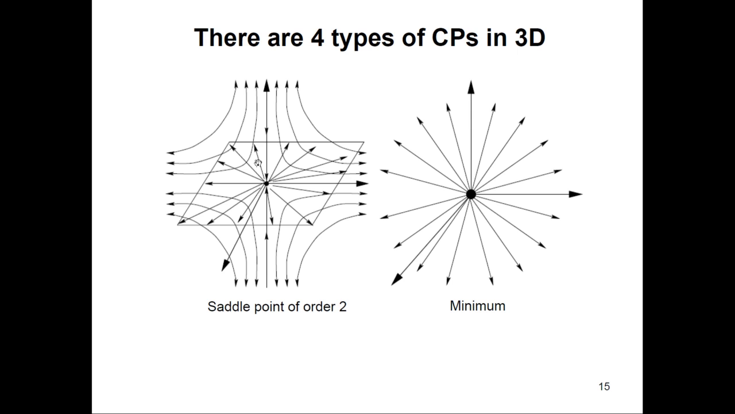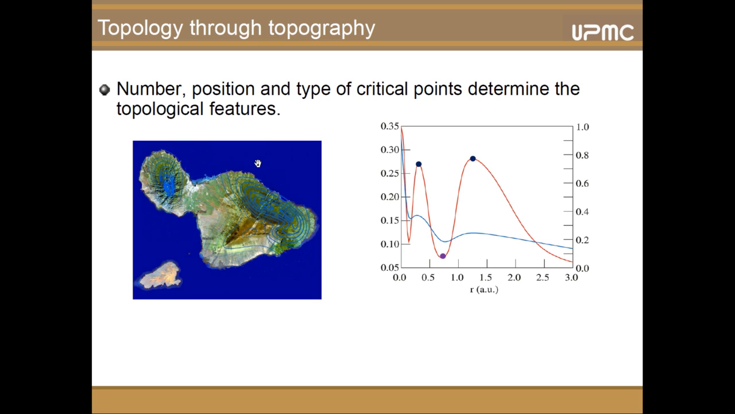Topography. It's very intuitive: when we see something in orography, our mind directly does this topological analysis. We see here an island. We see the isosurfaces, the isolines of the height, and we very fast identify there are actually three points here that identify the highest points in our island. That's looking at our maxima in the function.